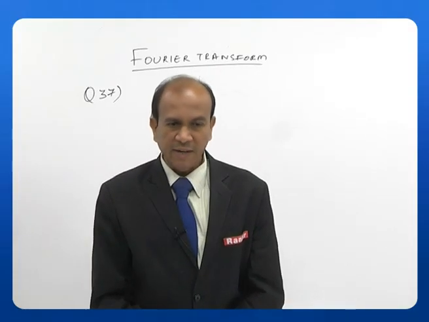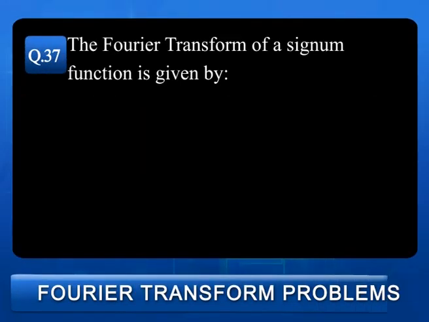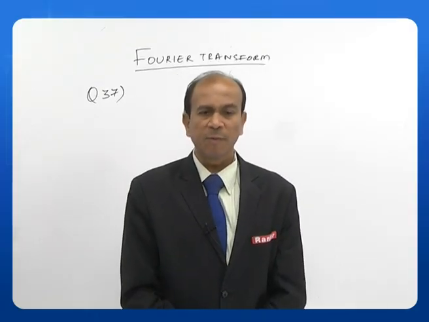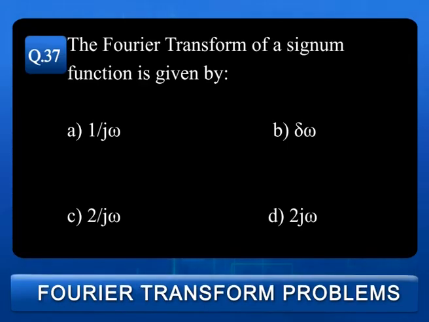The next question is the 37th question. The Fourier transform of a signum function is given by: A, 1 by j omega; B, delta of omega; C, 2 by j omega; D, 2j omega. So what is the Fourier transform of a signum function? The choices are given. The answer is C, that is 2 by j omega.